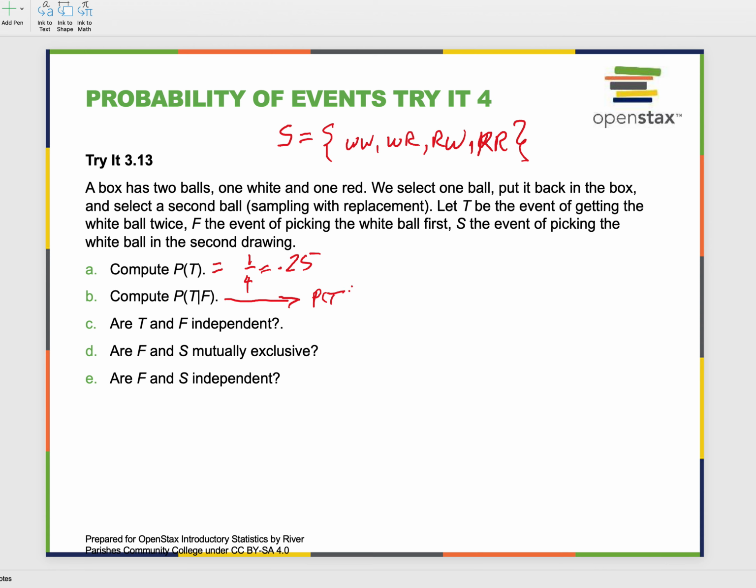So what's the probability of T given F? It's the probability of T and F, and the probability of F. Well, I have 2 ways out of 4 of getting F. And how many ways can I do this? Well, I can't get T unless I did F first. So the probability of T given F is just the probability of T, which we already calculated, which is 1 out of 4.